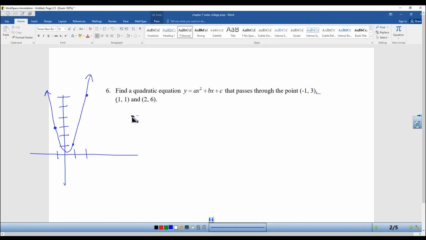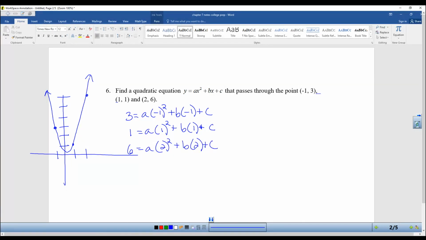So same exact process as last time, but without all the word problem part. So 3 is equal to A times negative 1 squared plus B times negative 1 plus C. 1 is equal to A times 1 squared plus B times 1 plus C. And 6 is equal to A times 2 squared plus B times 2 plus C.